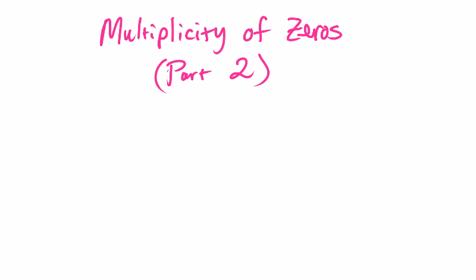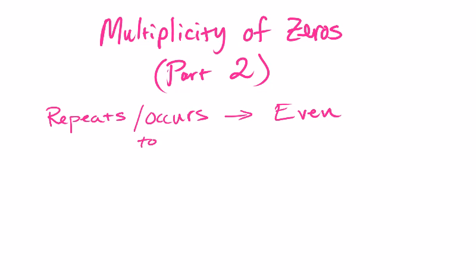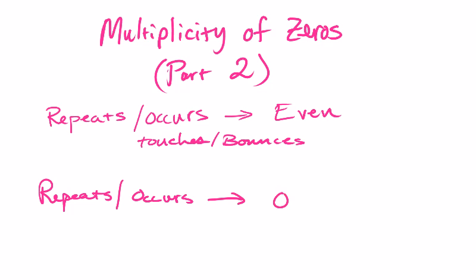If a zero of a function, so an x-intercept, repeats or occurs, either way you want to think about it, an even number of times, then it bounces or touches off the x-axis. But if it repeats or occurs an odd number of times, then it would pass through the x-axis.